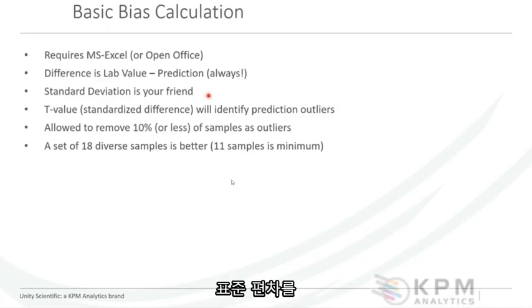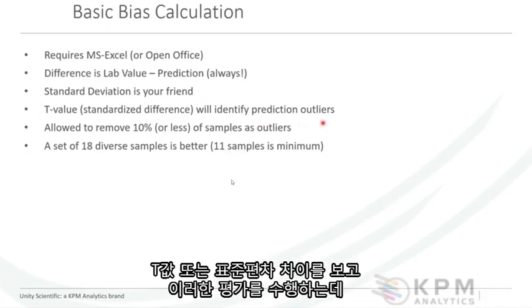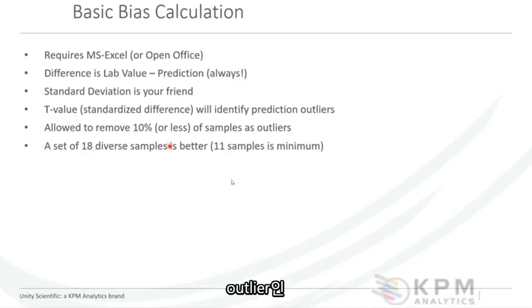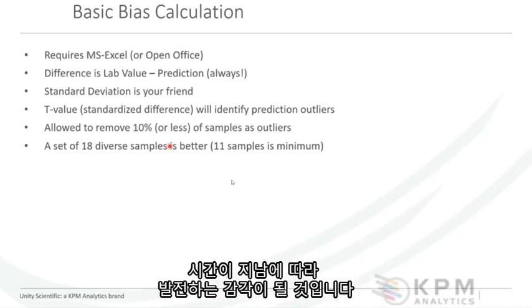Standard deviation is your friend. Take a look at the standard deviations. It will help you understand if the NIR is explaining all of the variation that you're seeing in your reference values. You can look at a t-value or a standardized difference. It helps you identify prediction outliers. When you're doing these evaluations, I think I talked about this earlier, but you need to be careful about removing samples that are outliers. And this will be a sense that you develop over time.